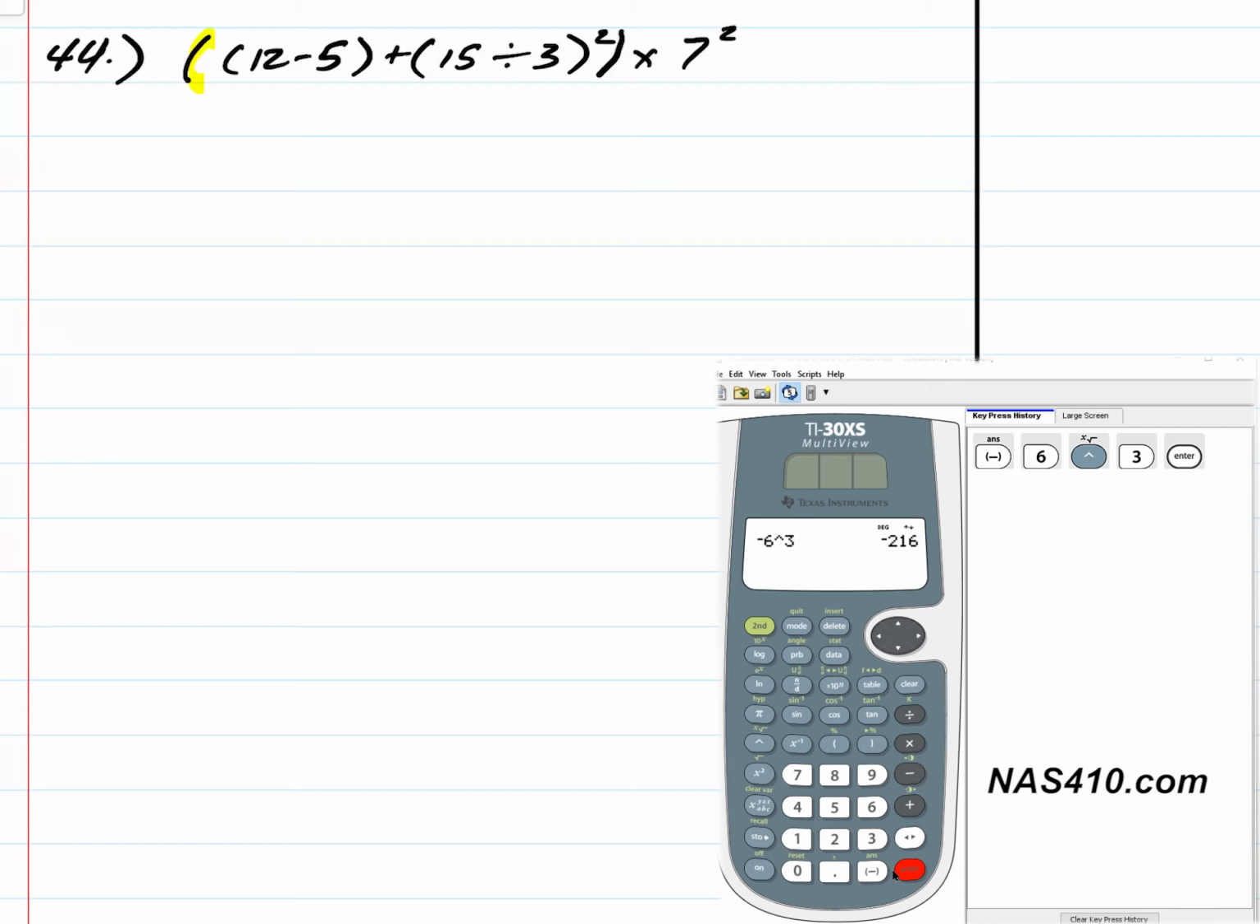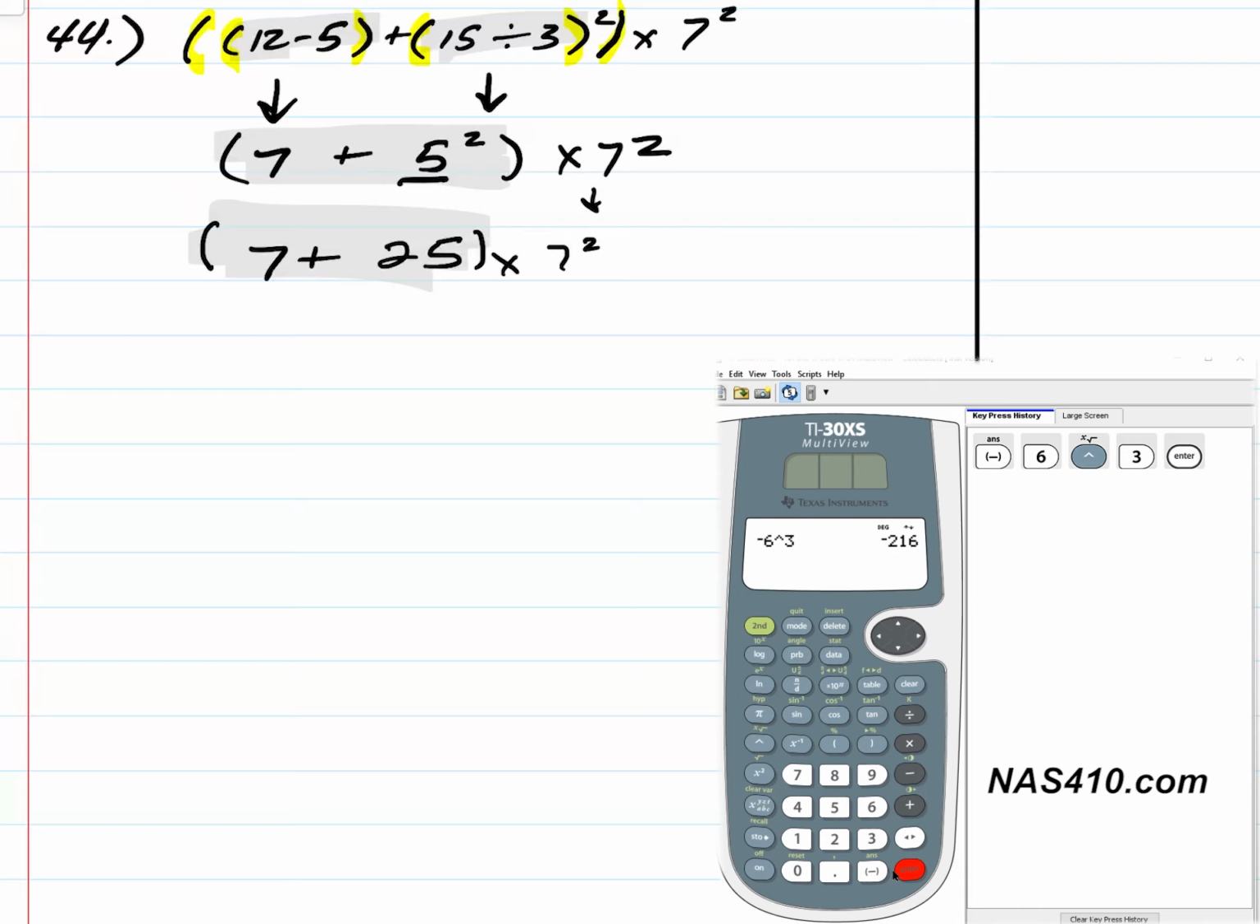Okay, number 44 again. I'm looking for parentheses, and I have them here. And within these parentheses, I have nested parentheses, and so I'm going to do these first. So these are going to be the very first things I do. All right, and so if I drop these down and I simplify it, I have 12 minus 5, which equals 7, and so I have 7 plus 15 divided by 3, which is 5, and this 5 is squared, and these are still in parentheses, times 7 squared.